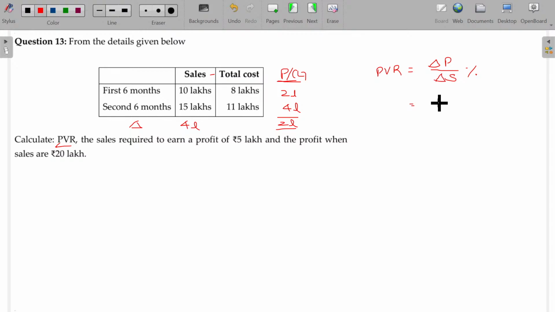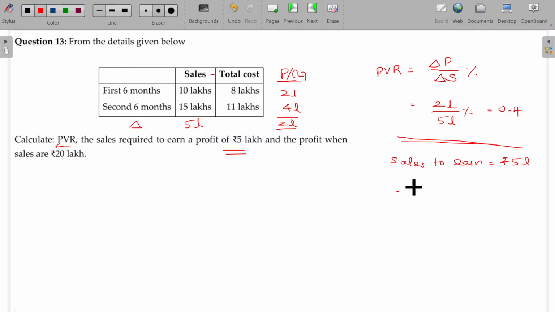Difference in profit 2 lakhs, difference in sales 4 lakhs, so 5 lakhs. If you represent it in percentage, it is 40% or 0.4. Now, the sales required to earn 5 lakhs.